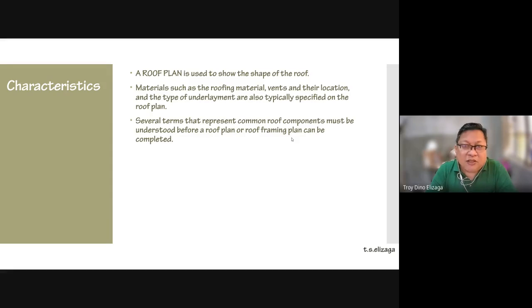Materials such as the roofing material, vents and their location, and the type of underlayment are also typically specified on the roof plan. These are things that you cannot see anywhere, not even in elevation, and even though they can be seen in elevation, they are better appreciated in the roof plan. Several terms that represent common roof components must be understood before a roof plan or roof framing plan can be completed. In the succeeding slides, we will talk about each of these components.